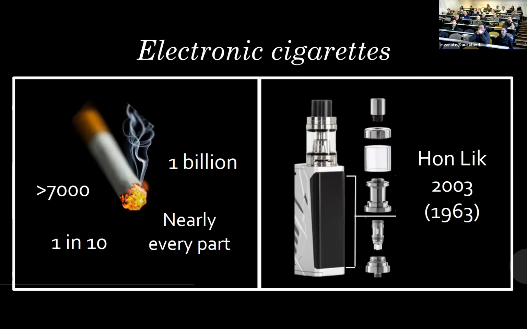So there's been found to be more than 7,000 different chemicals in tobacco or conventional cigarettes. 1 in every 10 deaths around the world can be attributed to tobacco causes. And it's estimated that 1 billion people will die as a result of tobacco-related illnesses this century.